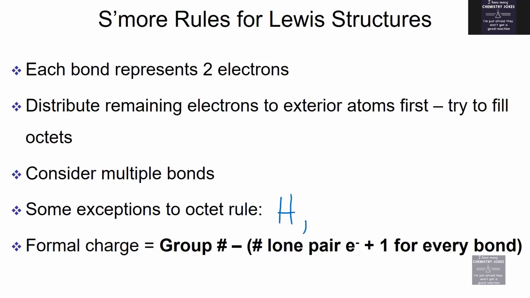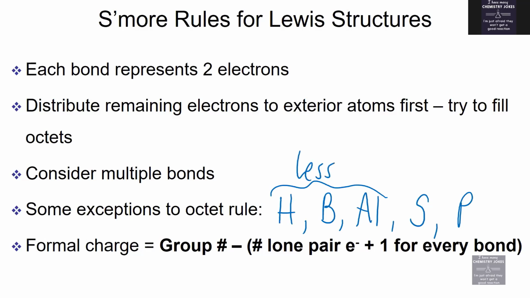We have seen from general chemistry that boron and aluminum are exceptions to the octet rule. We've seen that things like sulfur and phosphorus are exceptions or can be exceptions to the octet rule. So boron, beryllium, hydrogen, and aluminum, they want less than an octet, or they have no formal charge when they have less than 8 electrons. Sulfur and phosphorus and other things in the 3rd period and beyond can have more than 8 electrons and still be neutral, still not have a formal charge.